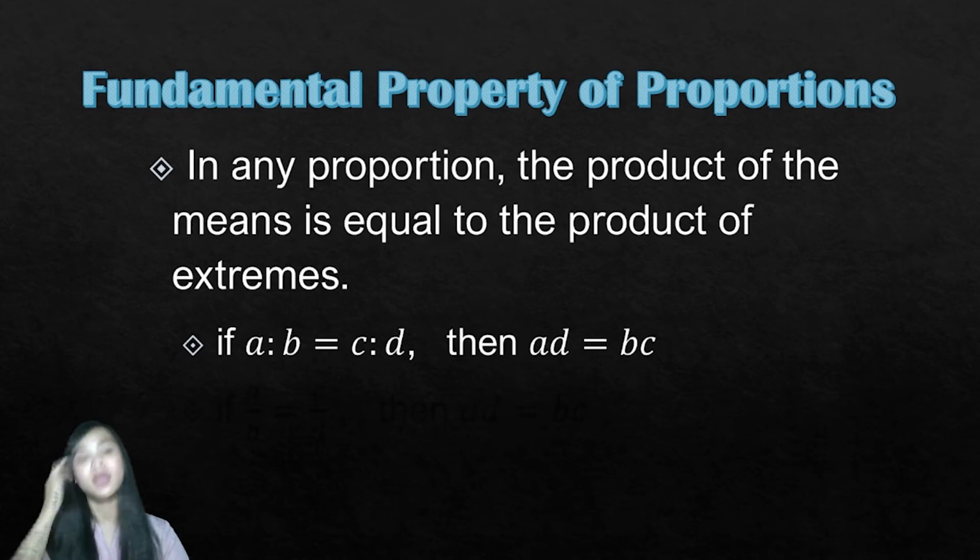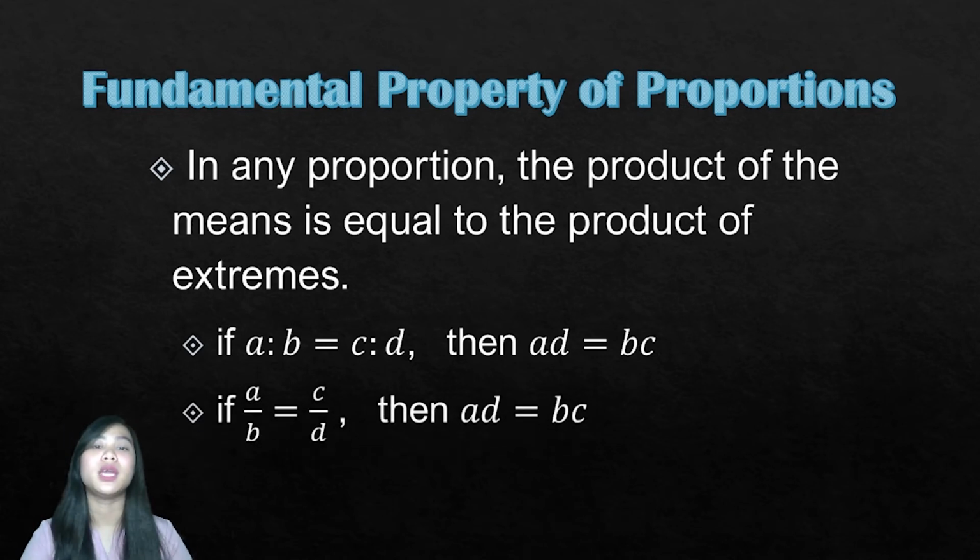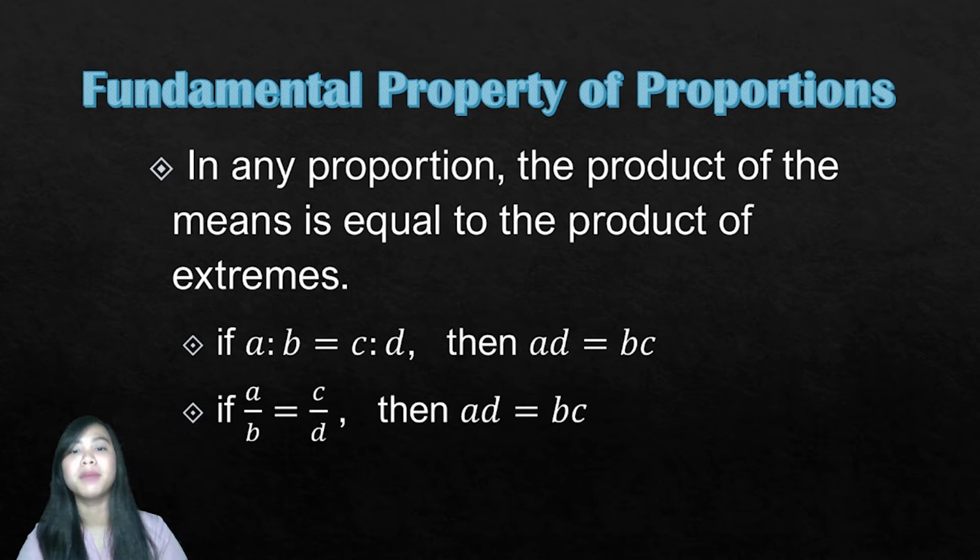It should be equal to the product of the second and third terms, which is B times C, or the means. And in fractional notation, if A over B equals C over D, then A times D again should be equal to B multiplied by C. So the product of the means and the extremes.